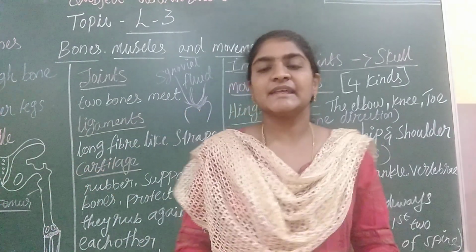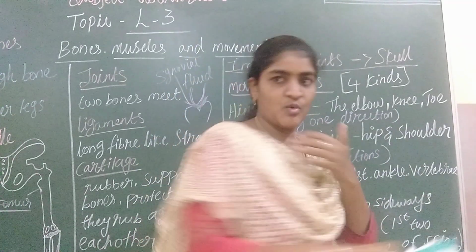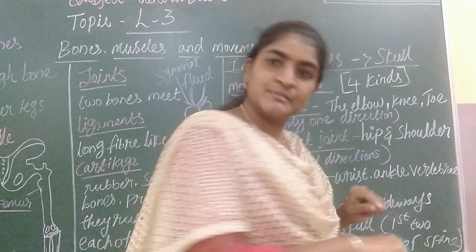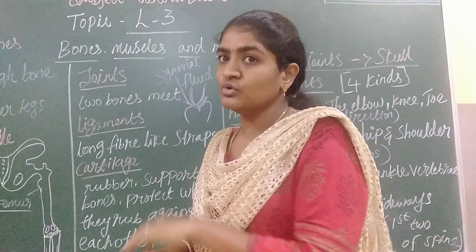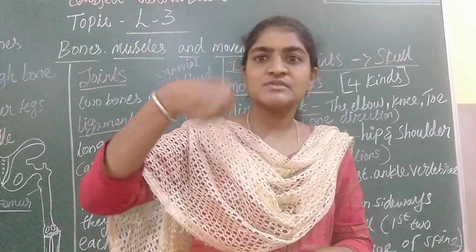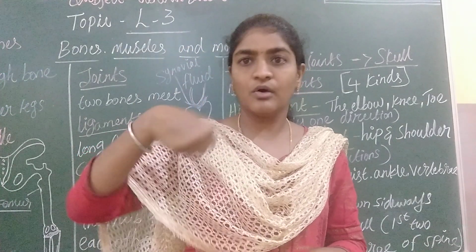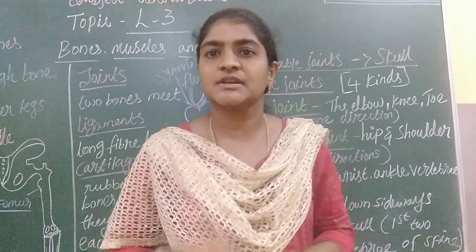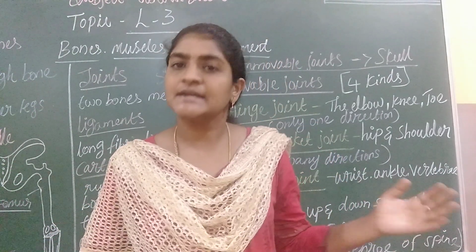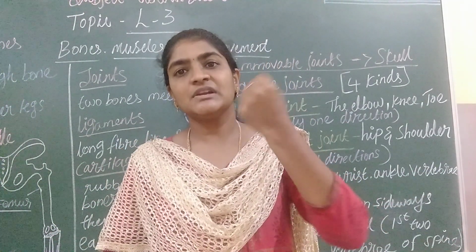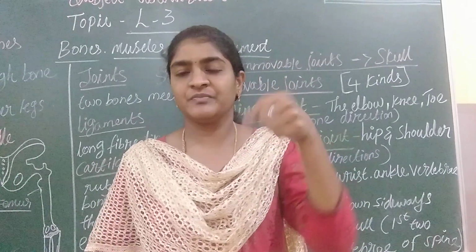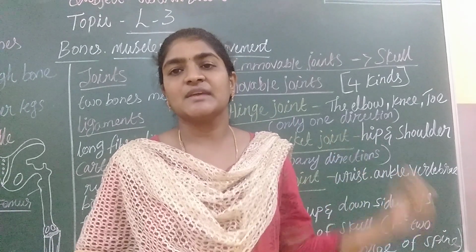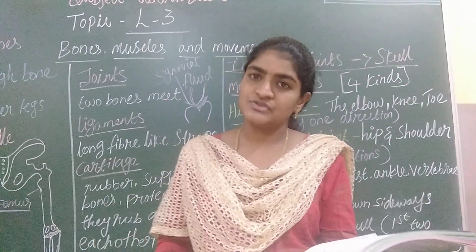This gliding joint allows only a certain movement. So I can't rotate completely, but slightly I can rotate it. Even the wrist I can rotate, and even the ankle I can rotate to some extent. So that is called a gliding joint. The movement is like a gliding movement. That is the reason the joint is called a gliding joint.